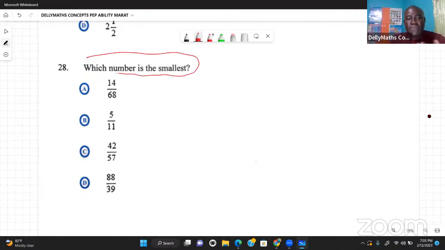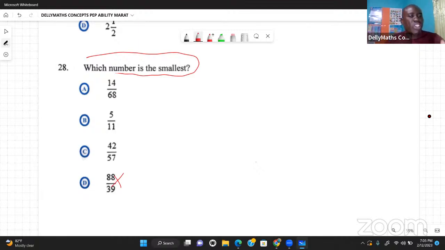All right. So firstly, when you look at it, we're talking about smallest. This number at D here is an improper fraction. All improper fractions are bigger than proper fractions, because an improper fraction has a whole number plus a fraction. So this can't be the smallest here. It's way out, right? Because I'm seeing proper fractions, that means they're small already.